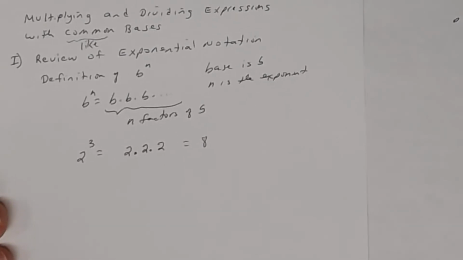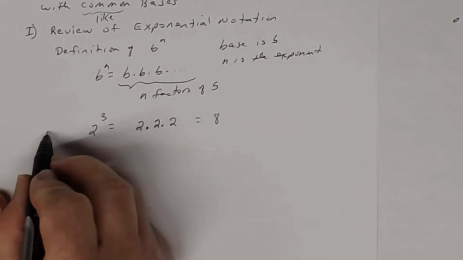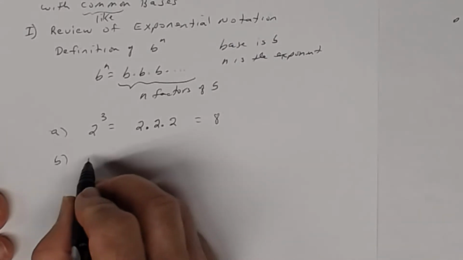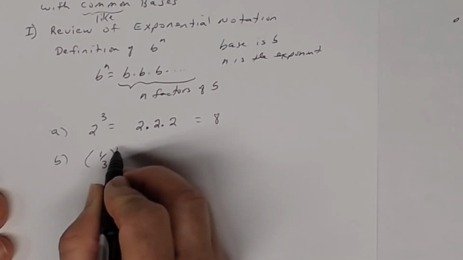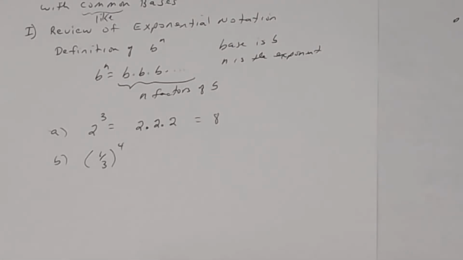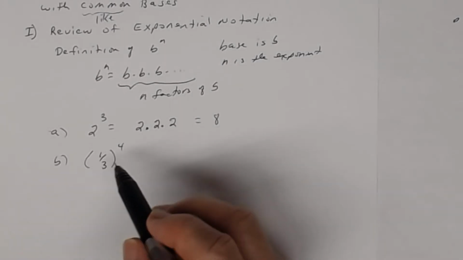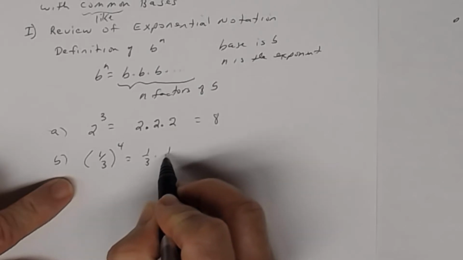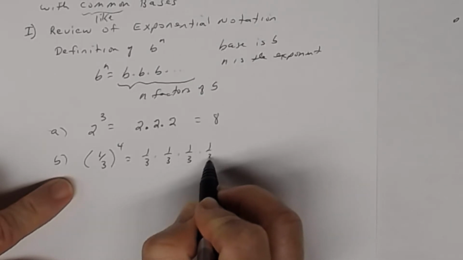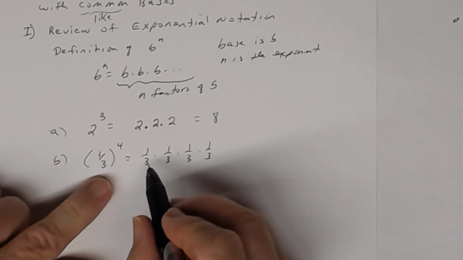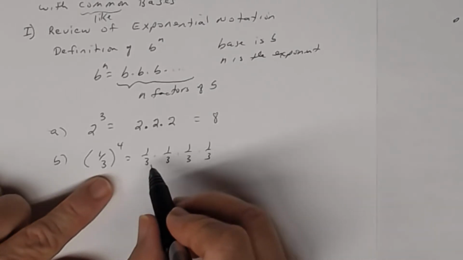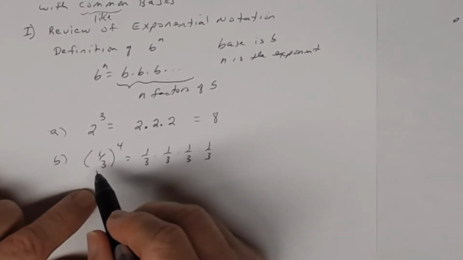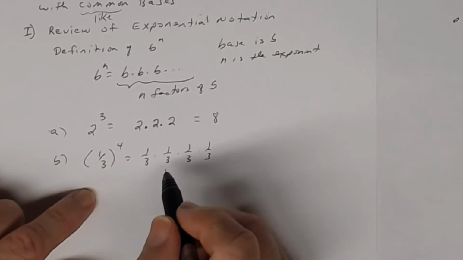Let's call this A. Then for B, let's say we had 1/3 to the 4th power. It's the same idea: 1/3 is the base, 4 is the exponent. So I have 1/3 times 1/3 times 1/3 times 1/3. Notice I have 4 factors of 1/3 listed. That's the exponent, how many factors of the base you are multiplying.